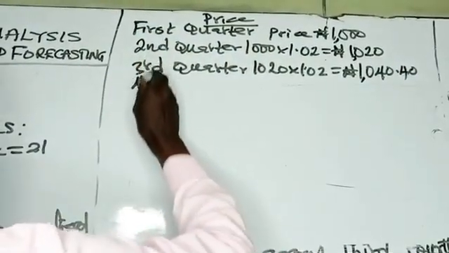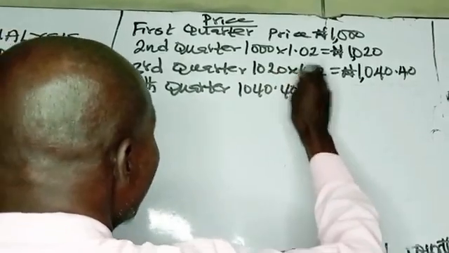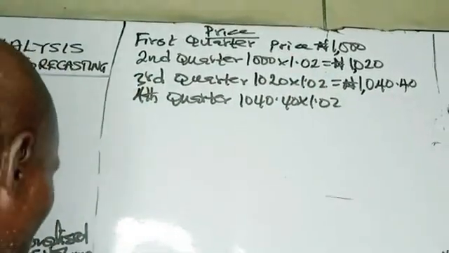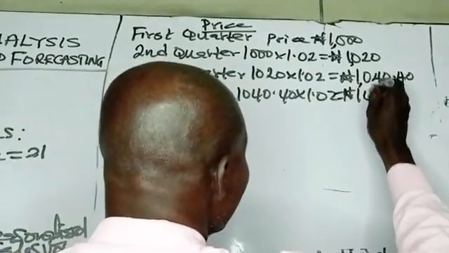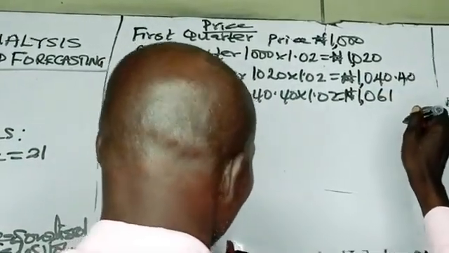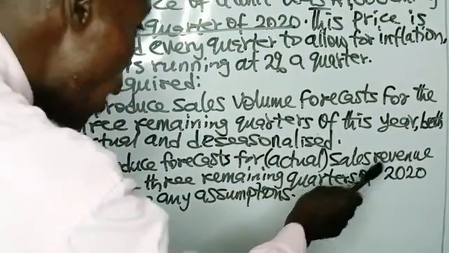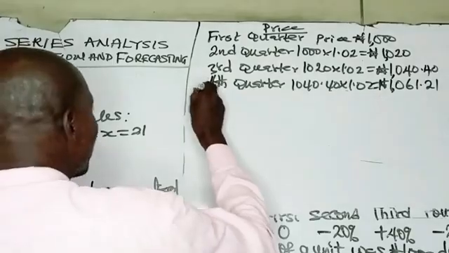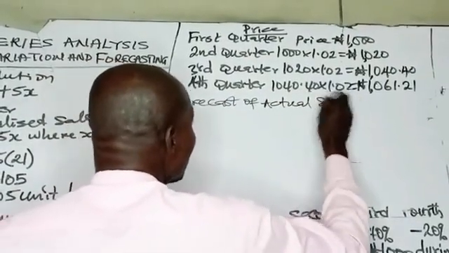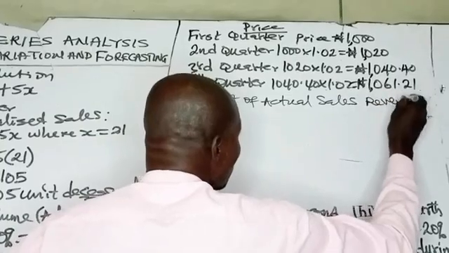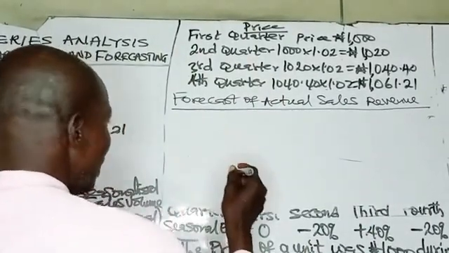In the fourth quarter, you have 1,040.4 times 1.02. You have 1,061.21 approximately. You have to produce a forecast for actual sales revenue for the 3 remaining quarters. Forecast of actual sales revenue. So for the remaining 3 quarters.